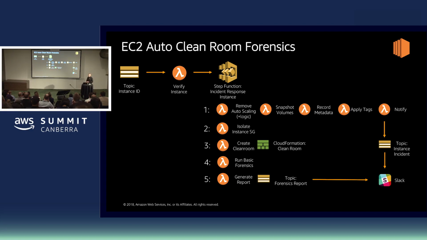We're going to then use CloudFormation to create a clean room, a completely isolated VPC in the account, and then run some basic forensics using the disk-based forensics in the Sleuth Kit. We're going to then generate some reports. The example reporting that's in the GitHub sample is just based on recent files that have been deleted, because an adversary might think they're being looked at and try and cover their tracks. Of course, this doesn't cover memory-based forensics.